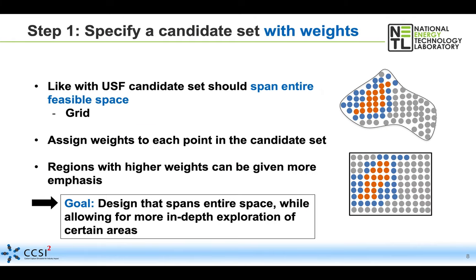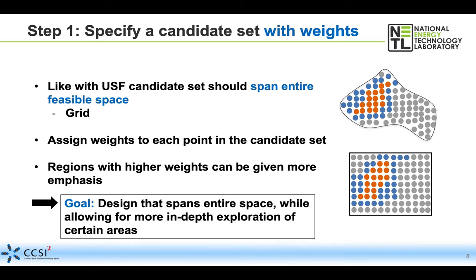The way this is going to work is that we're going to start by specifying a candidate set where each point in the candidate set has an associated weight. So the candidate set should span the entire feasible space, just like with a uniform space filling design.